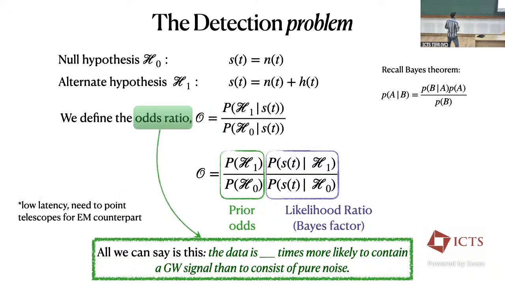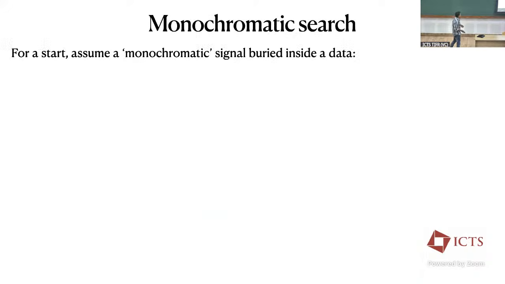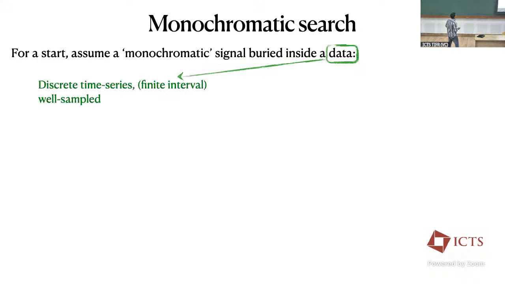And one more thing, we need this search algorithm to be really fast, low latency, such that we can point telescopes if there were any EM counterpart produced by this particular event. We need to tell our EM friends to look at that particular sky patch. Okay. You have seen these slides, but I will go through them again with a slightly different intention.